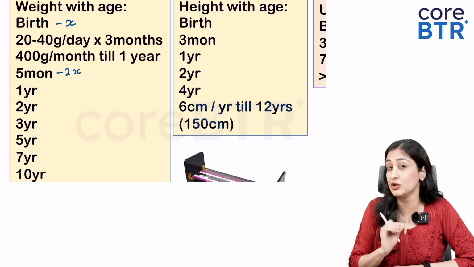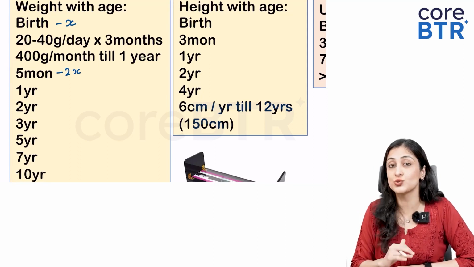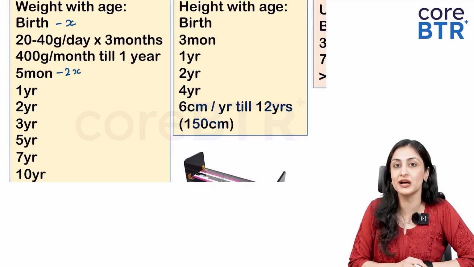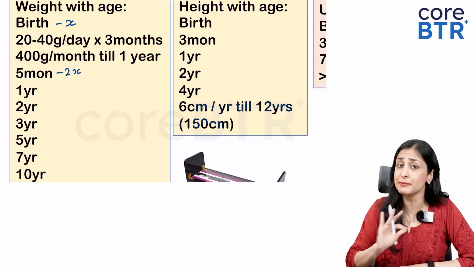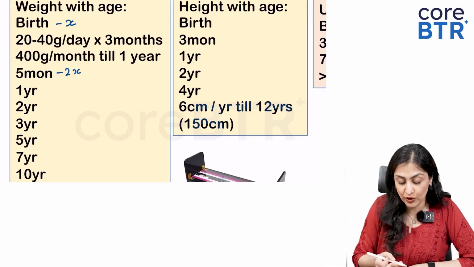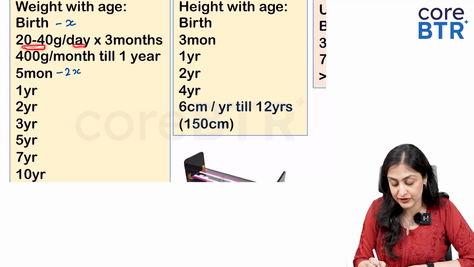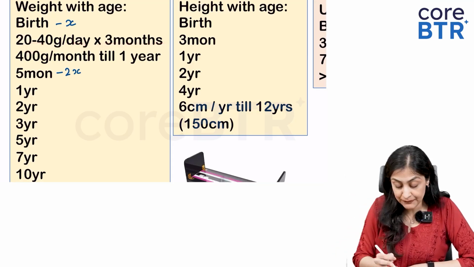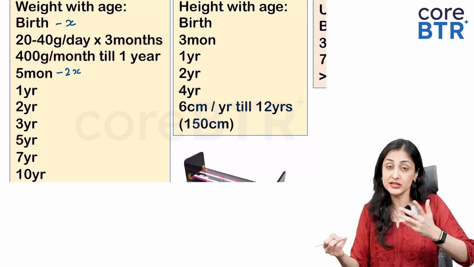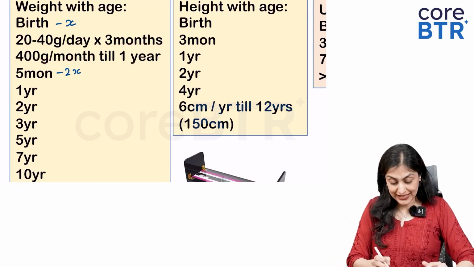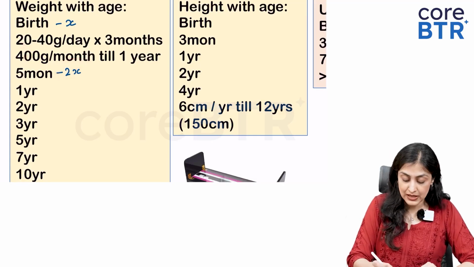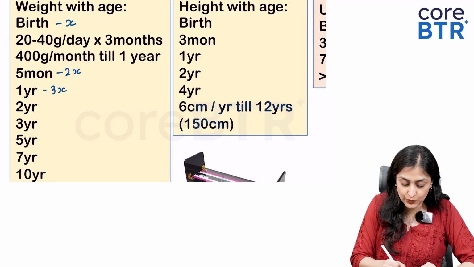Again, I've put a lot of facts here just so that sometimes they can randomly pick a line and ask. Okay, so these are from OP Ghai, and please remember everything which is written here. So a baby will put on around 30 grams on an average for 3 months, so 33, and after that they gain around 400 grams per month for the first 1 year, right? So remember these 2 points. So it becomes 2x at 5 months and it becomes 3x at 1 year.